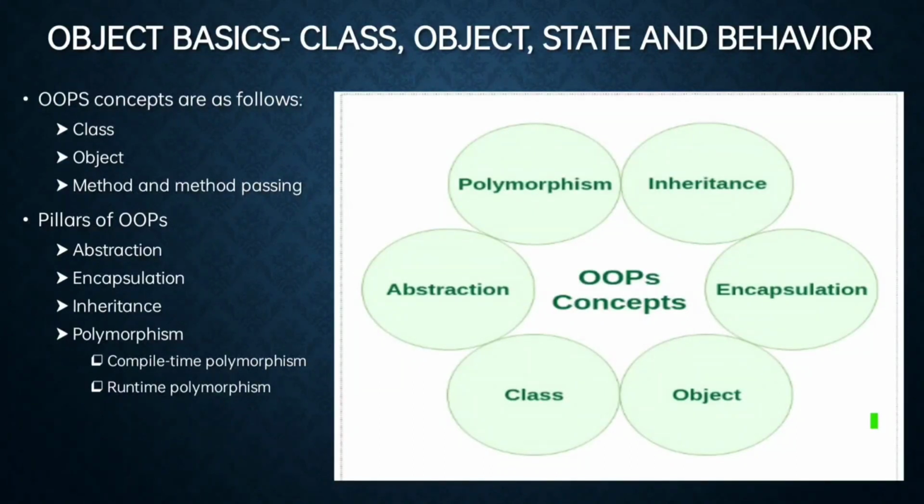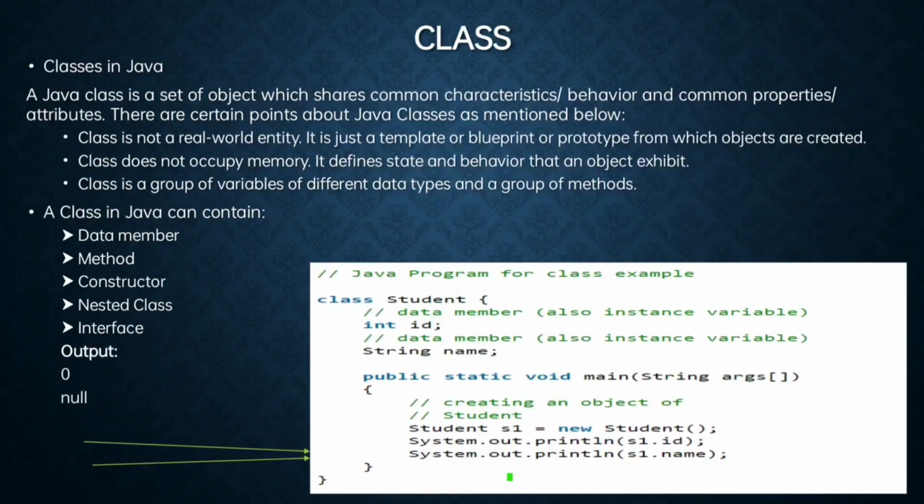Java is an object-oriented language because of its 6 pillars: class, object, encapsulation, inheritance, polymorphism and abstraction. Now let's discuss class. Classes in Java. A Java class is a set of objects which shares common characteristics, behavior and common properties and attributes. There are certain points about Java classes mentioned below.